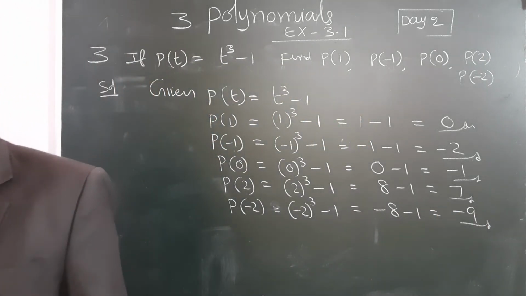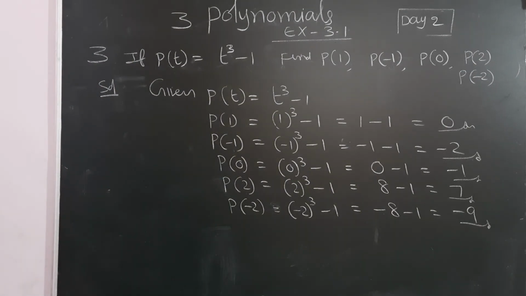Simple. Finding the value of the polynomial for given t values. Substitute the t value in place of t. That ends the matter. That's all.